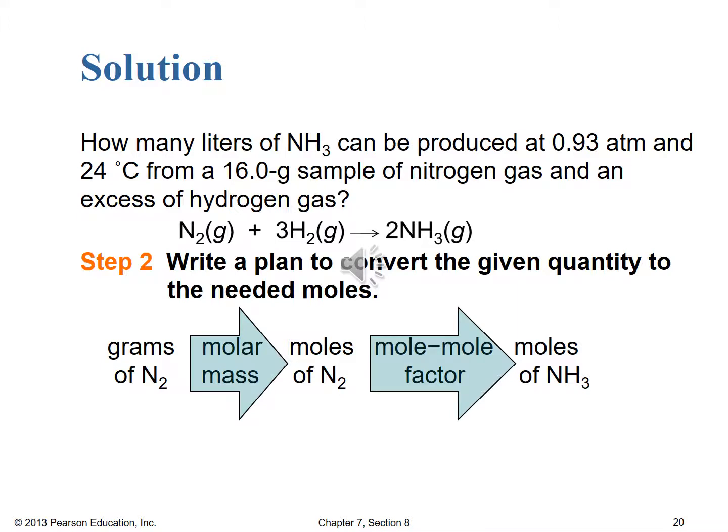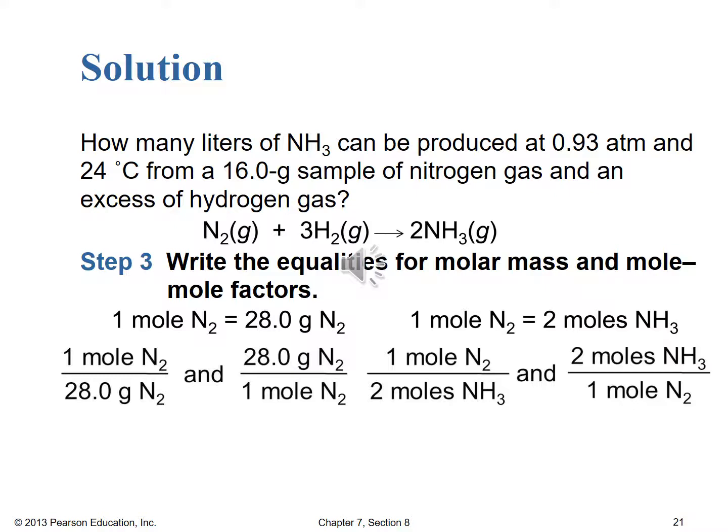In step 3 here, now we can write a few of those equalities and then find the necessary conversion factors to get the unit cancellation that is desired. So 1 mole of nitrogen equals 28.0 grams. Because it's a diatomic, of course, we need to multiply that 14.0 times 2. We know that 1 mole of N2 gives rise to 2 moles of NH3 when it's reacted. Then we can have those equalities represented as conversion factors with either species in the numerator and denominator as needed to cancel units in our dimensional analysis scheme.